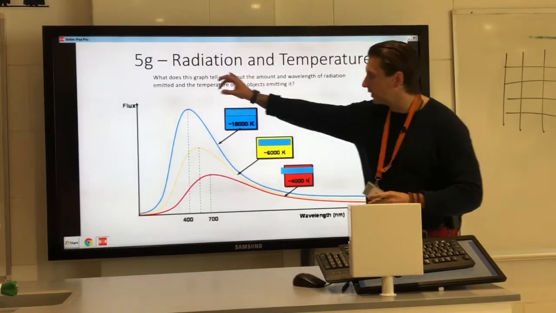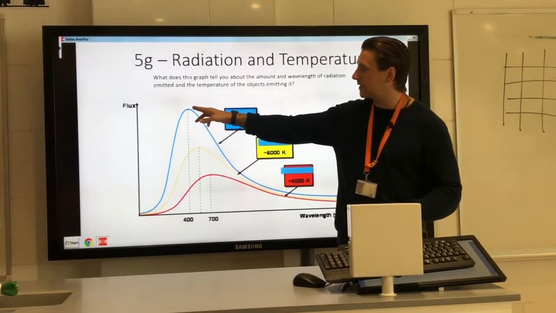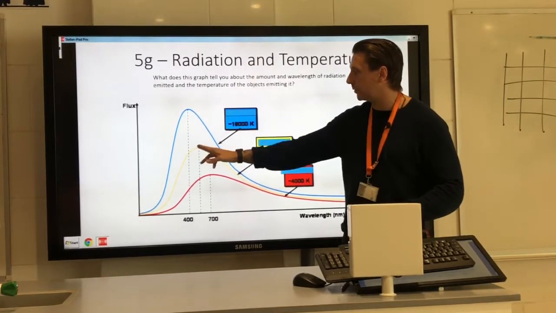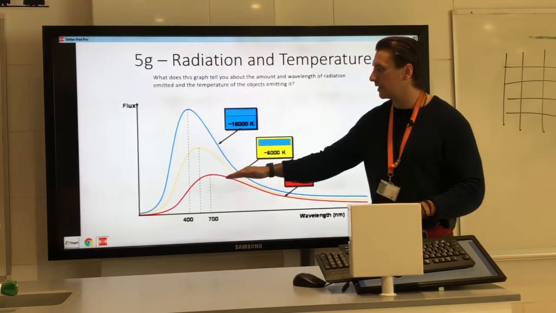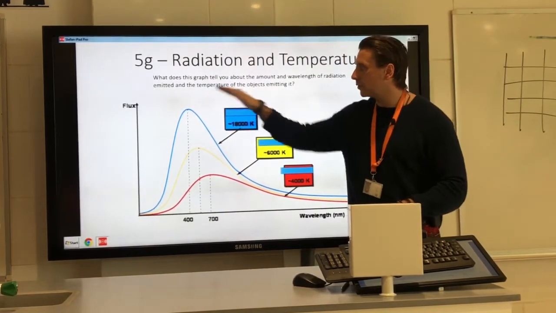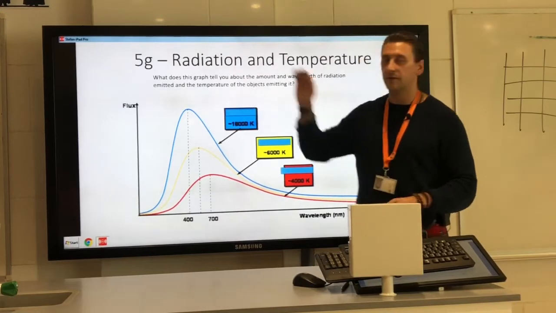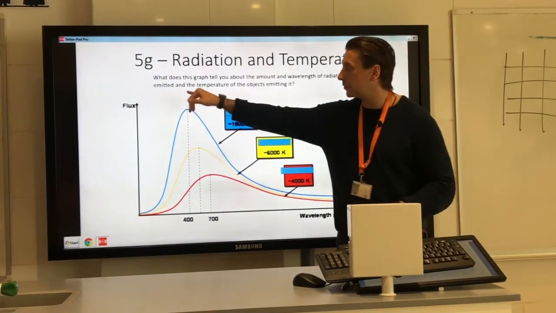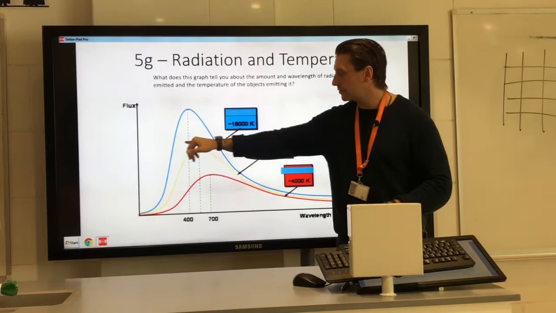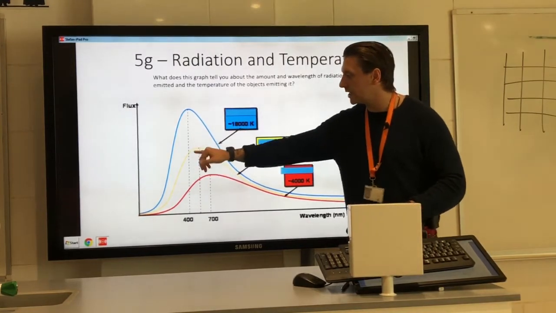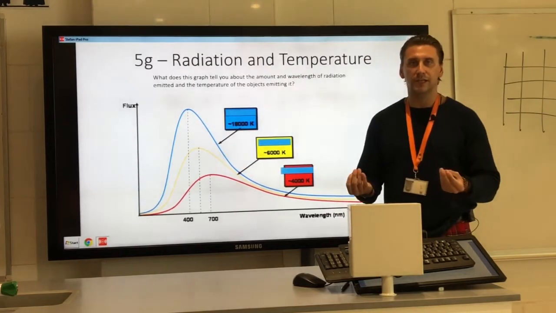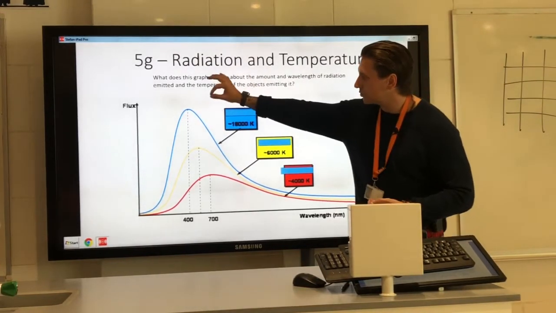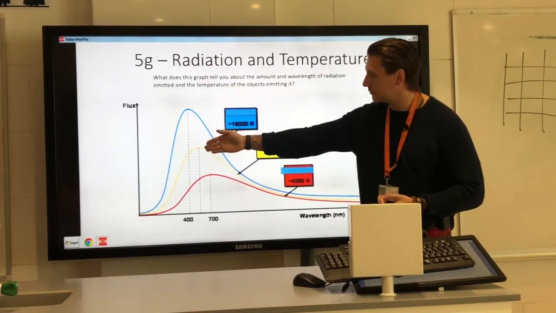So this curve essentially is saying, well, there is a peak. If you find the peak on each curve, you've got a blue and a yellow and a red. The peak on each curve is actually at different levels of intensity. So the blue one clearly emits the most amount of radiation. So the peak for the blue is much higher than the yellow. This one emits a little bit less radiation, and then the red, in this example, emits the least amount of radiation.